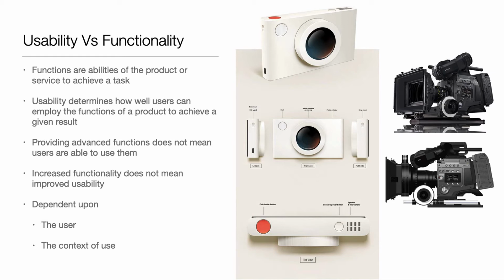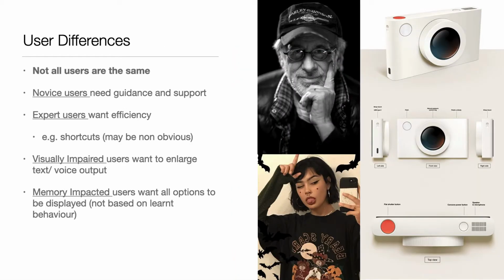And all the users are different. Steven Spielberg, he can really use that professional camera really easily. Woman at the bottom, I'm guessing maybe less so. Maybe for her, that point and click is the best one. So you've got to think about the level of experience the person's using. Understanding that really dictates the usability issues.